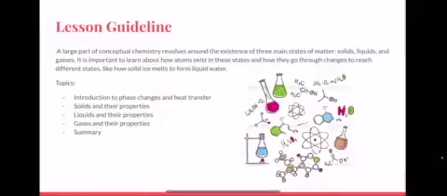Our lesson guideline. A large part of conceptual chemistry revolves around the existence of three main states of matter: solids, liquids, and gases. It's important to learn about how atoms exist in these states and how they go through changes to reach different states, like how solid ice melts to form liquid water. The topics we're going to cover today are the introduction to phase changes and heat transfer, which will set us up to learn about solids and their properties, liquids and their properties, gases and their properties, and then there'll be a short summary and some practice problems at the end.